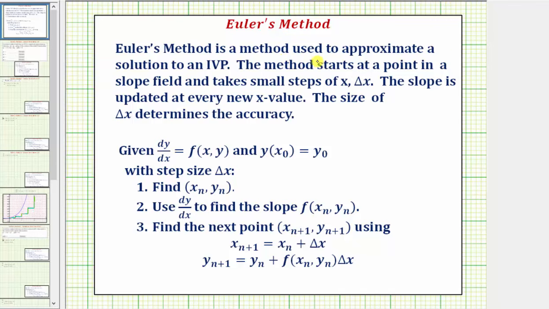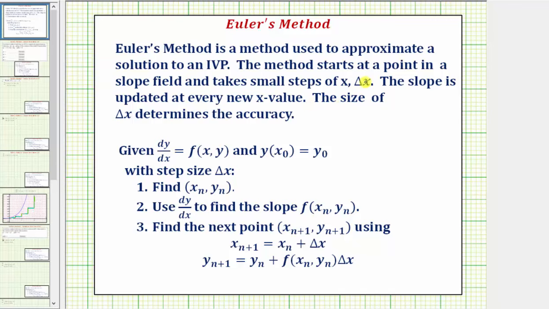Euler's method is a method used to approximate a solution to an initial value problem. The method starts at a point in a slope field, usually given by the initial condition, and takes small steps of x equal to delta x. The slope is updated at every new x value, and the size of delta x determines the accuracy.